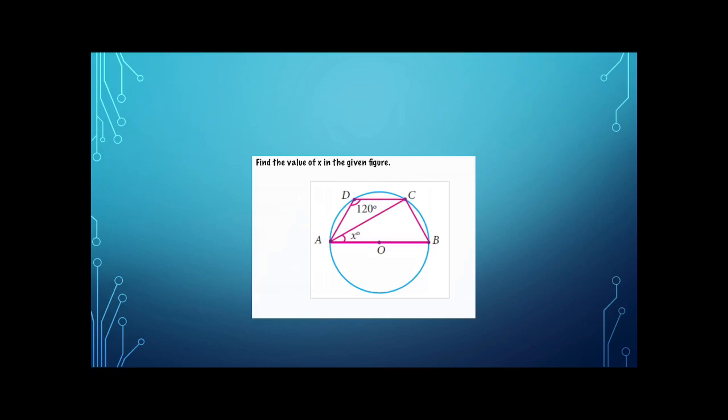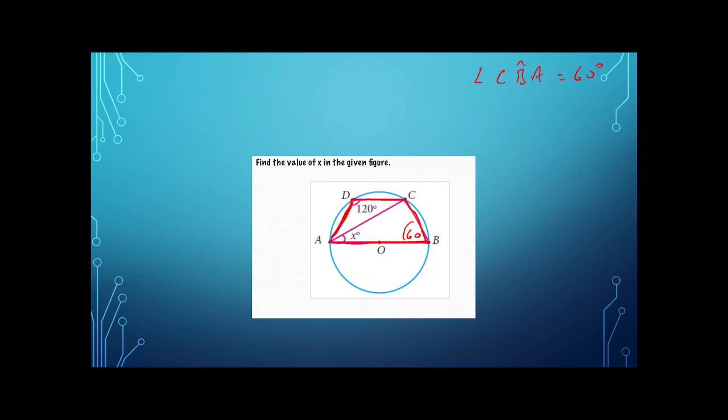Okay, so let's do some questions to see how we can use this property to find some unknown angles. So we're being asked to find angle x in this case. Hopefully we can see that we have a cyclic quadrilateral here, and that tells us straight away that this angle here is 60 degrees. Let me just say that angle CBA, I'm going to put a little hat on the B, is 60 degrees.